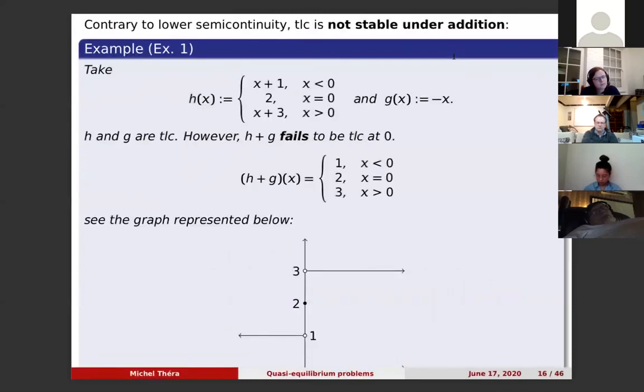But contrary to lower semi-continuity, transfer lower continuity is not stable under addition. For instance, if you take these functions with the drawing below, you see that h and g are transfer lower continuous, but the sum h plus g fails to be transfer lower continuous at the origin. And it can be seen through the graph represented here. So there are some problems with transfer lower continuity.